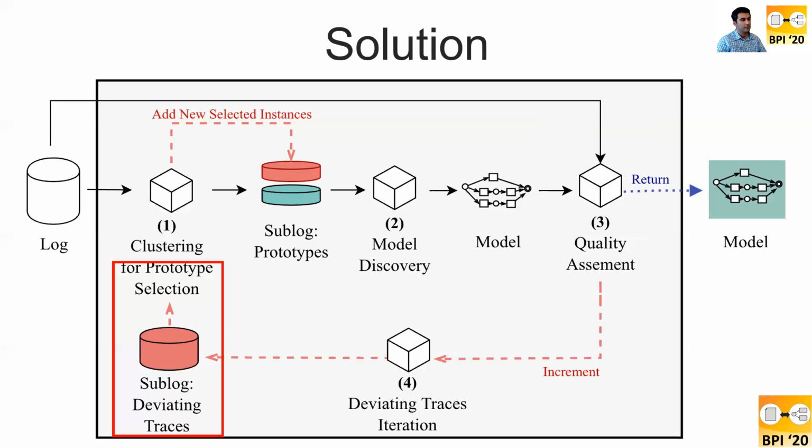If the quality of the model is improved according to our measure, we continue to find the deviated traces and do clustering again and again. Otherwise, we return the previously discovered process model. So we iterate until there is no improvement in the quality of the discovered process model.